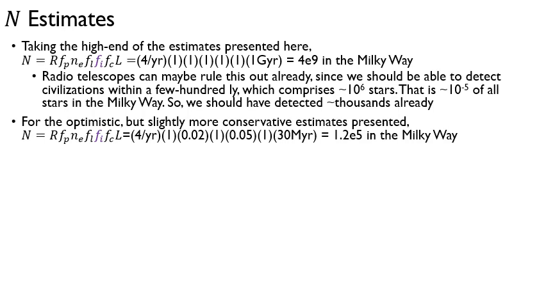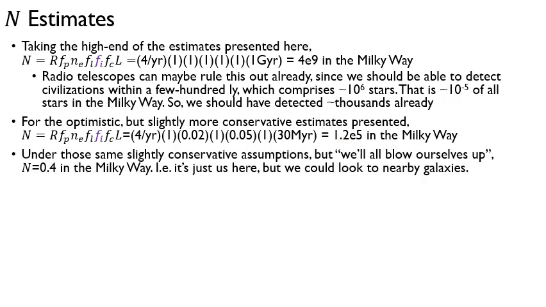So if we want to be a little bit more conservative, let's take the non-zero but lower numbers that I came up with on the previous slides here, and then you'd say that there's about 100,000 or so civilizations in the Milky Way, which is plausible. That means that we wouldn't have necessarily detected one yet, but we could detect one very soon.